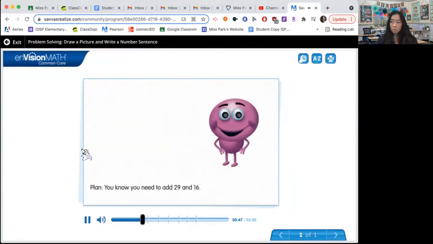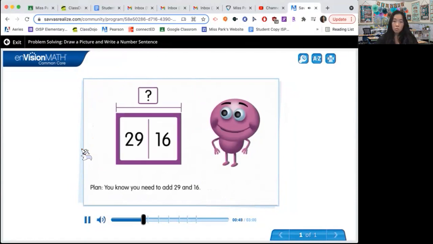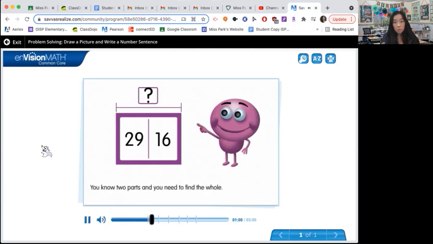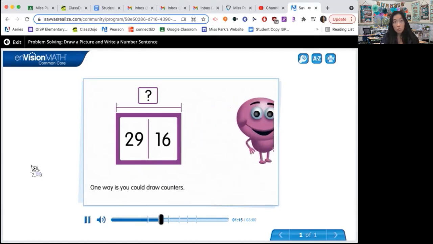Plan. You know you need to add 29 and 16. How do you know you need to add 29 and 16? You know two parts, and you need to find the whole. The parts are written as numbers in the part-whole mat. How else could you record the parts in a part-whole mat? One way is you could draw counters.